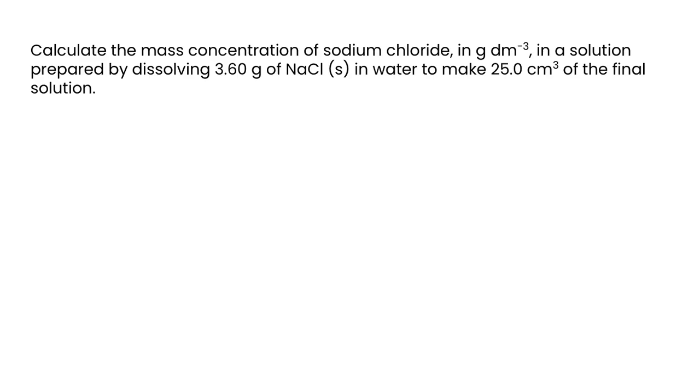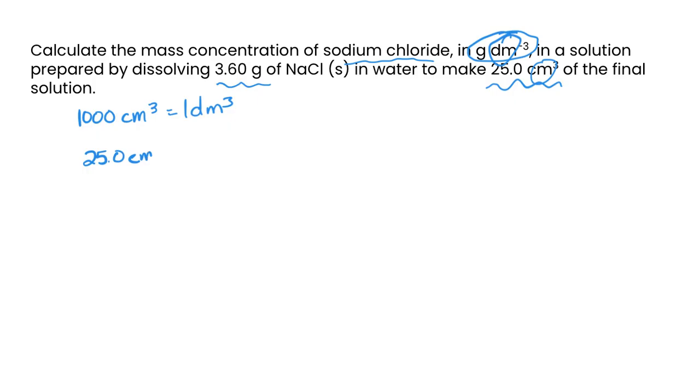We're asked to calculate the mass concentration of sodium chloride in grams per decimeter cubed in a solution that's prepared by dissolving 3.60 grams of solid sodium chloride in water to make 25 centimeters cubed, or milliliters, of the final solution. The first thing we need to note is we need the concentration in decimeters cubed, but we're given centimeters cubed. We need to know that there are 1,000 centimeters cubed in 1 decimeter cubed. So if we're going from centimeters cubed to decimeters cubed, we're dividing by 1,000.